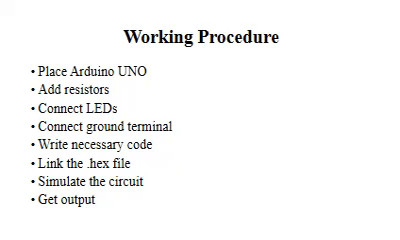First we will draw the circuit and take Arduino UNO, resistors, LEDs and ground terminal and then connect all of those using wires. After that we will write code for turning on and off the odd LEDs, next we will write codes for turning on and off the even LEDs, and lastly we will link the code with the circuit and simulate the circuit for getting output.